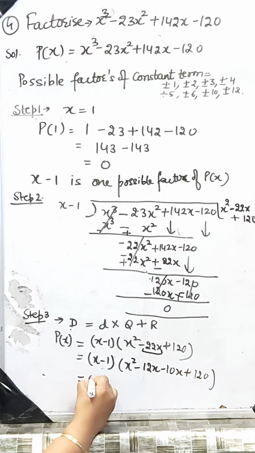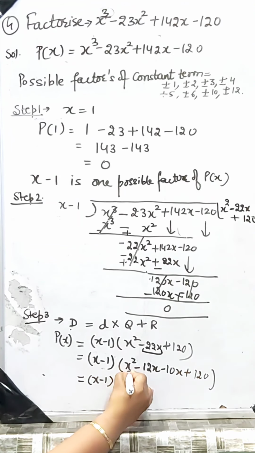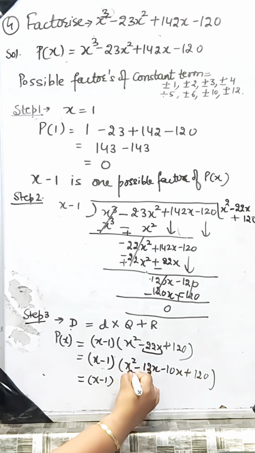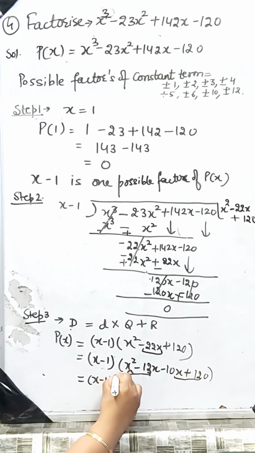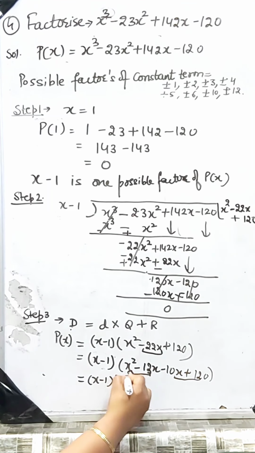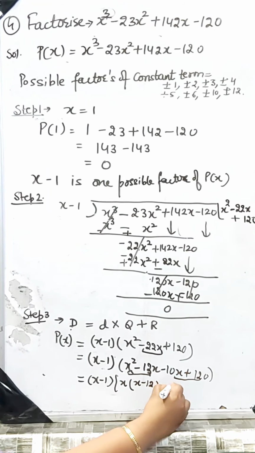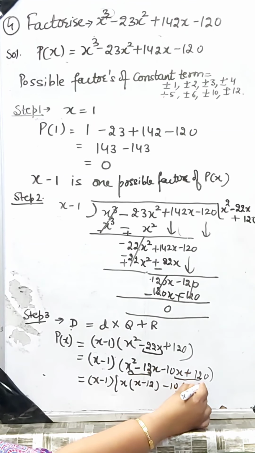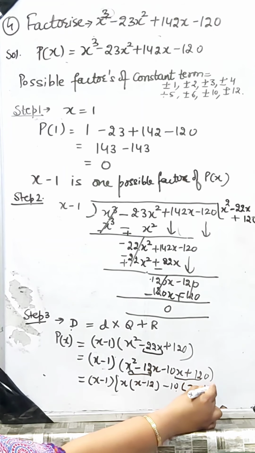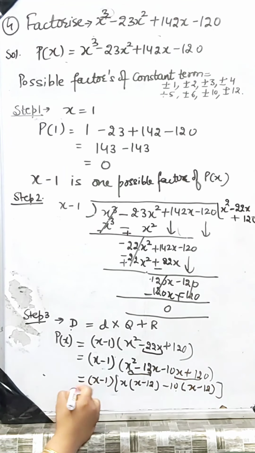Now in the next step, find the common factor from the first 2 terms and then the last 2 terms. x is common from the first 2 terms, therefore x minus 12 will be left in the bracket. And next, minus 10 is common, therefore pull out minus 10 from outside the bracket and write x minus 12 inside the bracket.